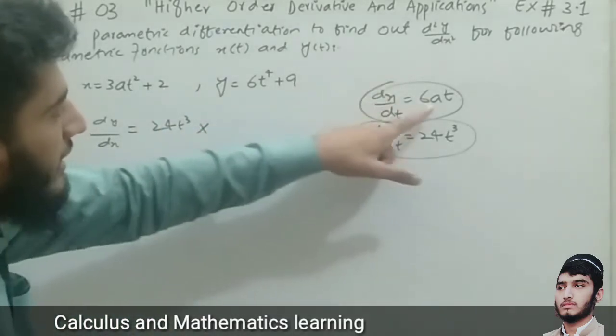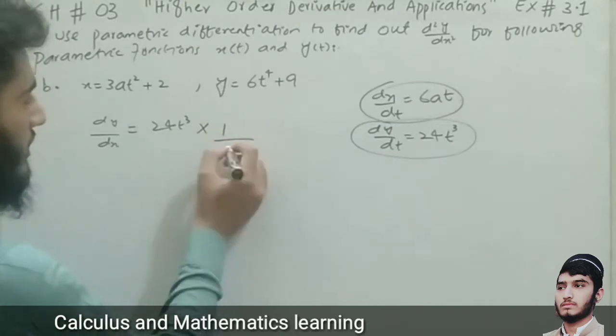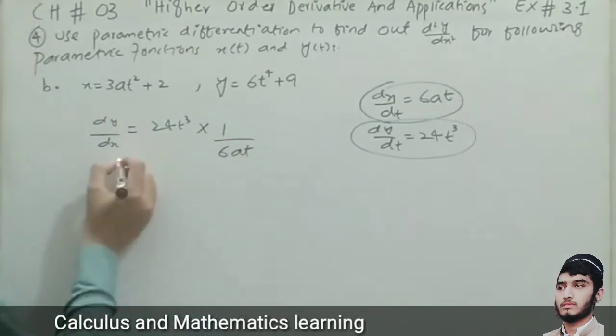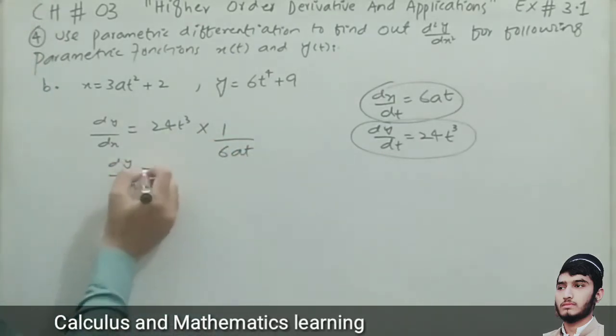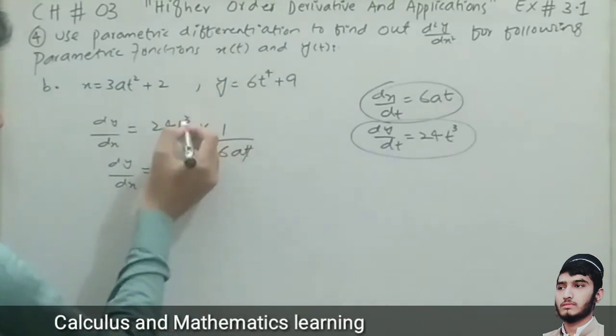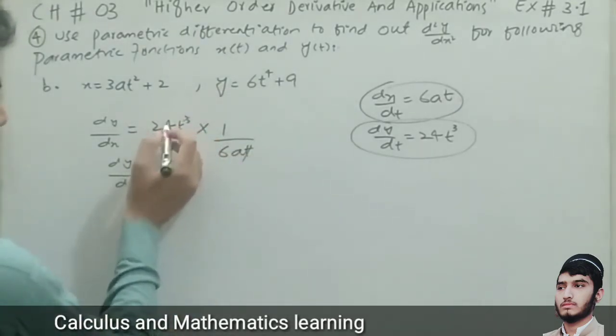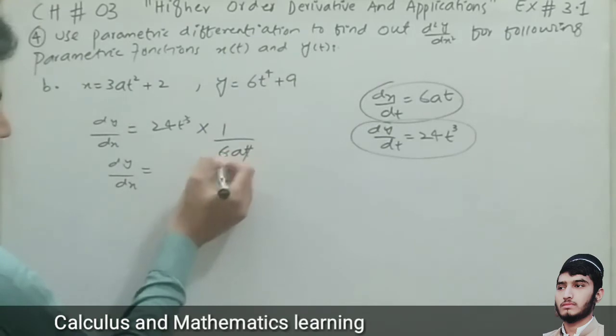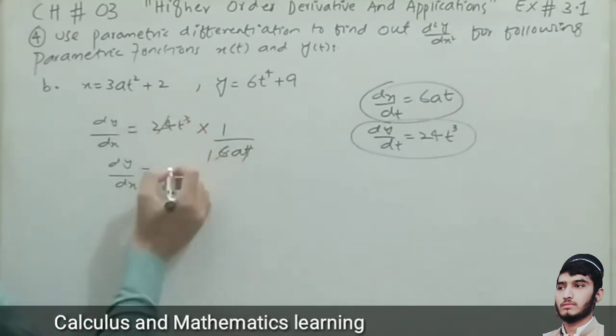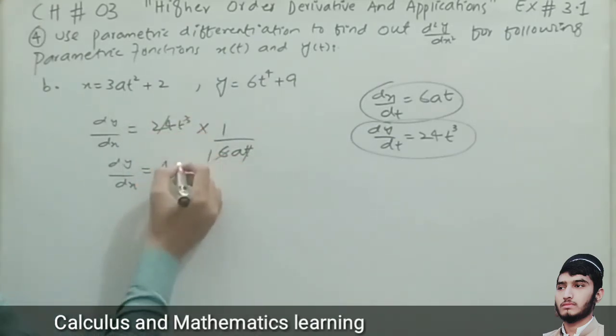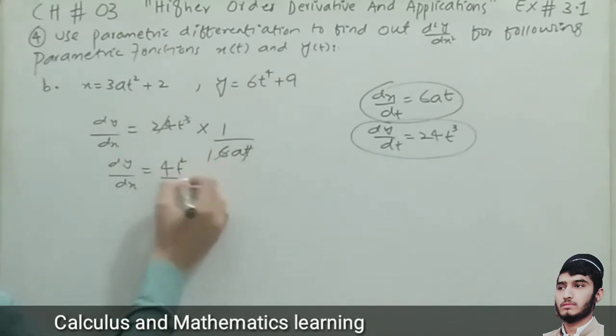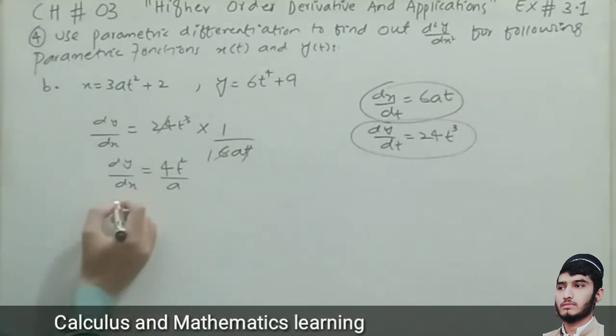So reciprocate this side, it becomes 1 over 6at. So our dy by dx will be equal to 24t cube over 6at, and t is cancelled out with t. So in the numerator we have 24, in the denominator is 6. So divide both by 6. In the numerator we are left with 4 and over here we are left with t square divided by a. This is the first time derivative.